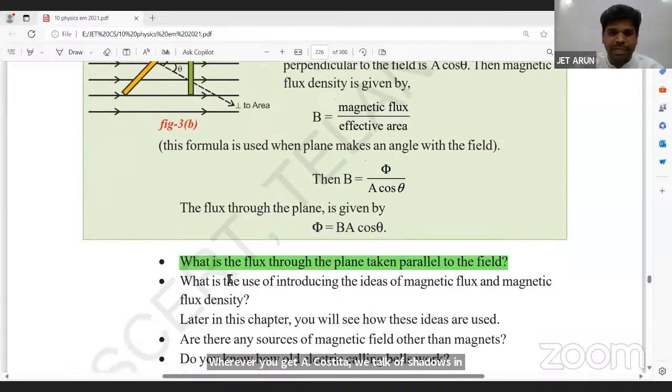All right, look at the statement. I highlighted it with a green line. What is the flux to the plane taken parallel to the field? Tell me the answer, students. What is the flux to the plane taken parallel to the field? I just now discussed this one. Can you type the answer? Is it zero or non-zero? Options are zero or non-zero.